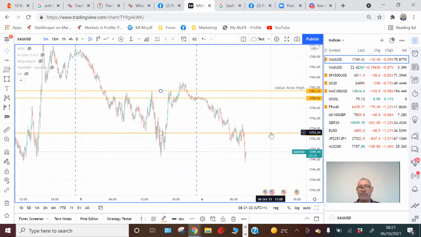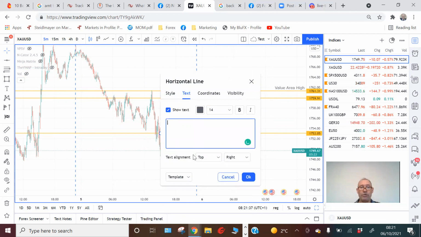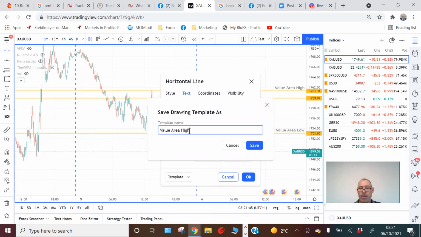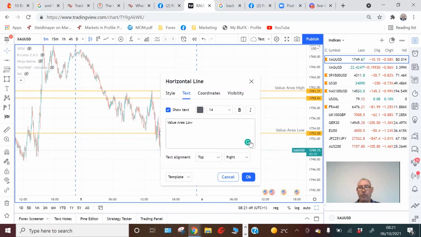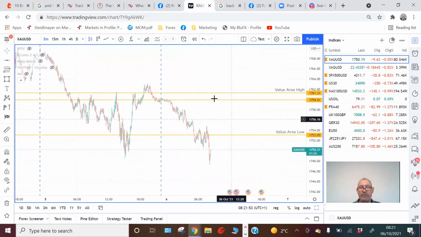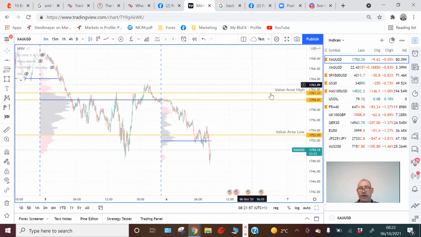So I'm going to do something similar with this one here. This is the value area low. Save that as a template. Low. Good. And the third line, this is our target. So switch this back on. We're just double checking.